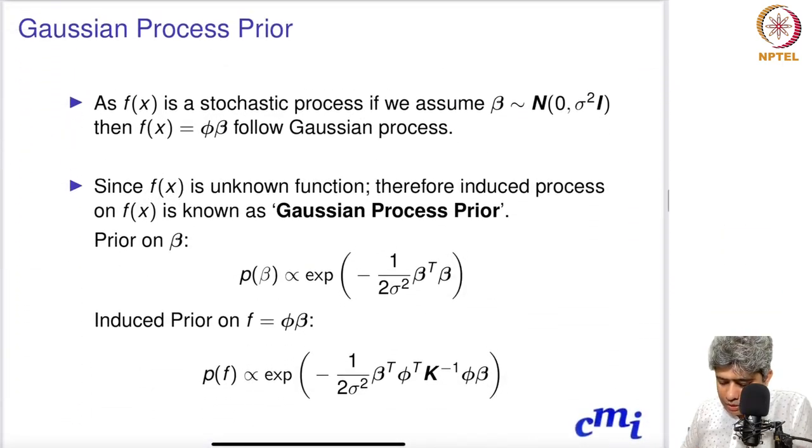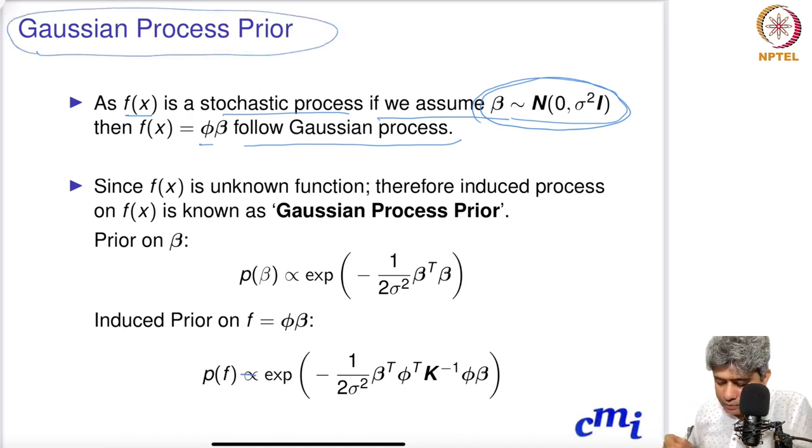Now, f of x is a stochastic process, and if we assume these betas follow normal 0 sigma square I, then it turns out f of x follows a Gaussian process. This is typically called a Gaussian process prior. It comes under the Bayesian method. I'm not going into the detail of how these things happen, but I'm just telling you these are called Gaussian process priors. If you want to know more about it, you can see Rasmussen's book.